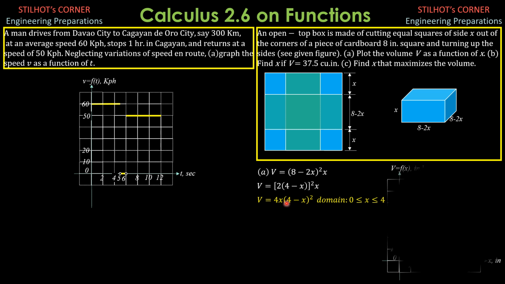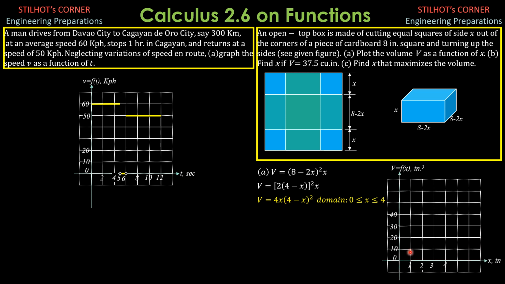So when x is 0, volume is 0 as shown. So it will begin with volume 0 here. When x is 1, 4 minus 1 is 3. 3 squared is 9. Then 4 times 9 is 36. So we have 1 comma 36 as shown. 1 inch, then 36 cubic inches volume.